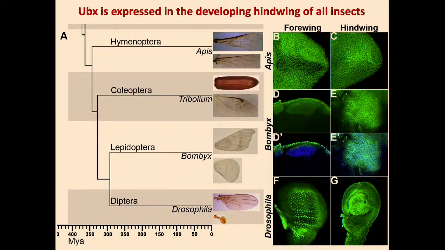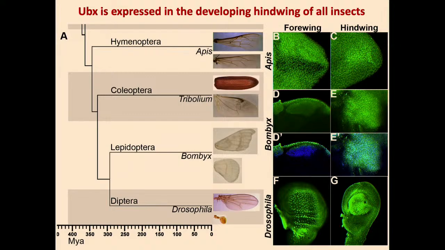And in the case of lepidopterans, it is expressed partially in the forewing. When I say partially expressed, there is a particular layer of cells called the peripodial membrane where it is expressed, which is not directly involved in wing development. Whereas in coleopterans, lepidopterans and dipterans, UBX is expressed in the hind wing, also in the case of hymenopterans.